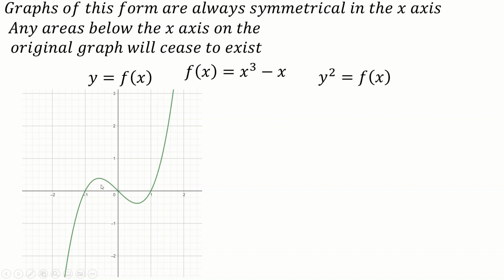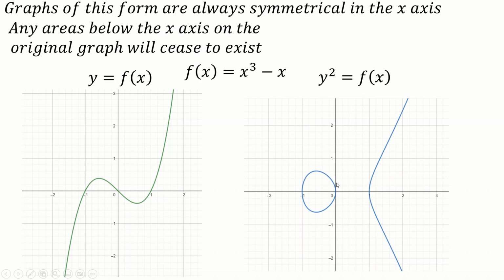Now here, we've discussed already this rule: if the graph does exist, it's going to be symmetrical in the x-axis. So I'm predicting some kind of egg shape here, because this graph will reflect like this. And this curve here will also reflect to make a shape a bit like this here. And this section and this section will disappear.